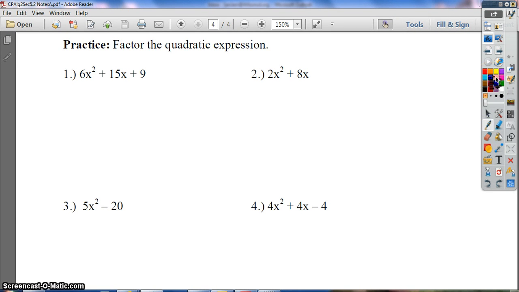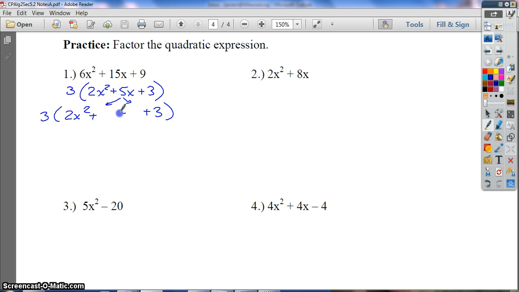What we're going to do is get started with number one here. 6, 15, and 9 are all divisible by 3, so we're going to pull a 3 out to start. That will leave you with 2x squared plus 5x plus 3. Now I'm going to factor what's inside here. That whole time I'm just going to keep rewriting that positive 3 out in the very front.